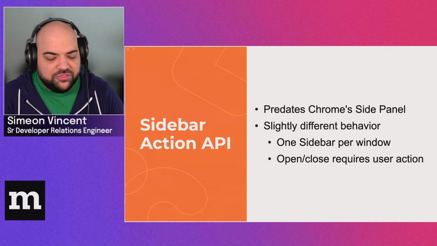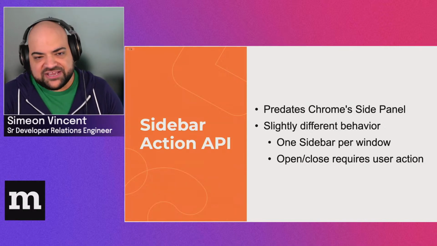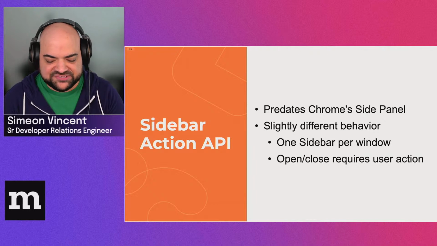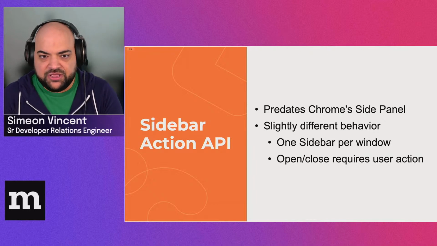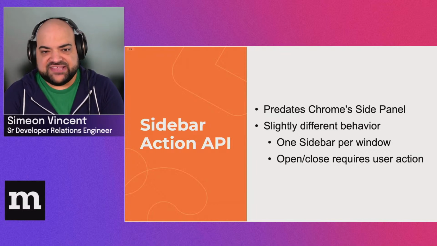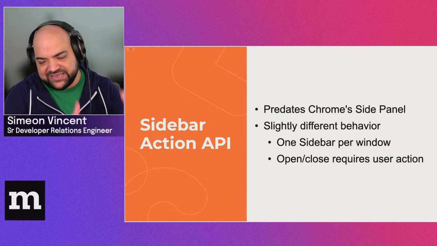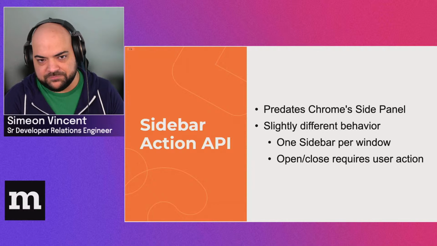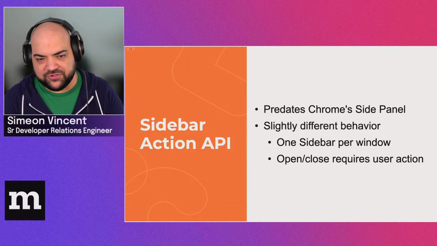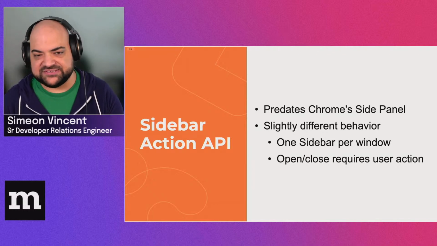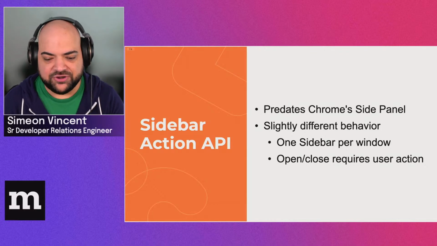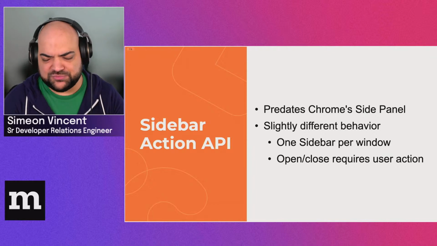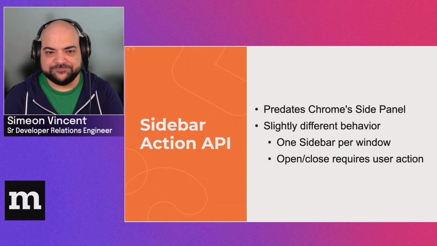Notably, though, the Sidebar Action API has a slightly different set of behaviors than Chrome's side panel. In particular, Sidebar Action has a single sidebar per window. Chrome's side panel allows you to have per-website side panels, and there's some complicated behavior on what content gets swapped in and all of that.